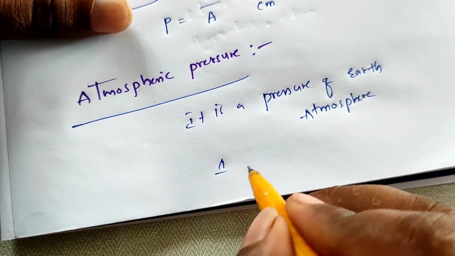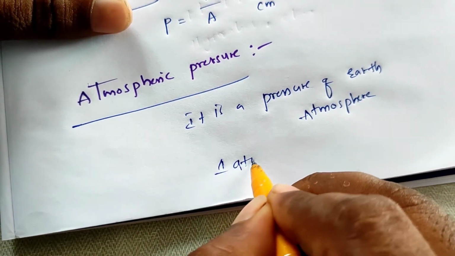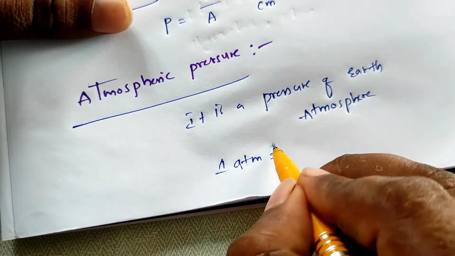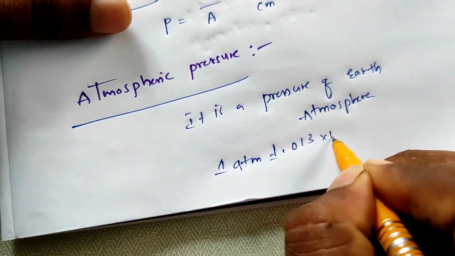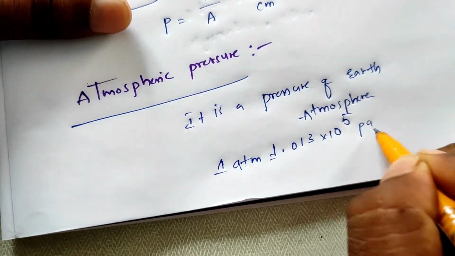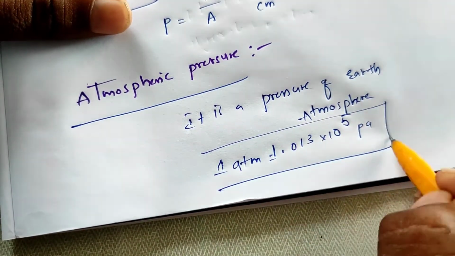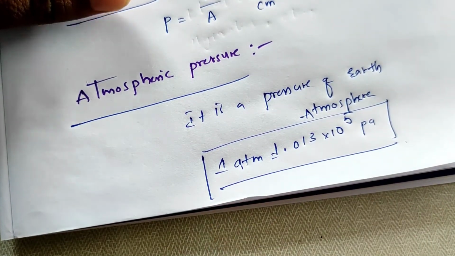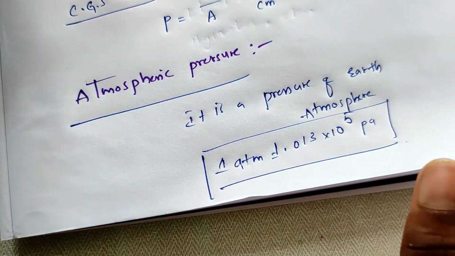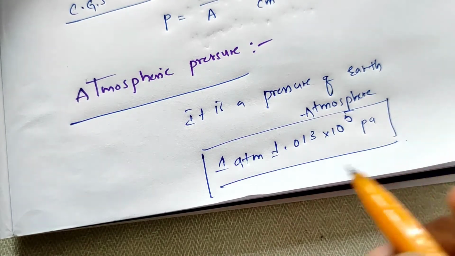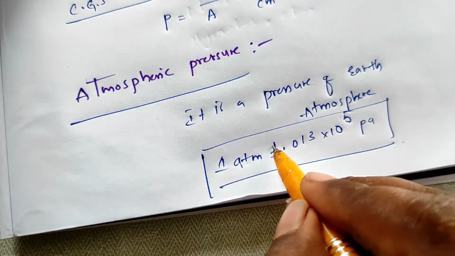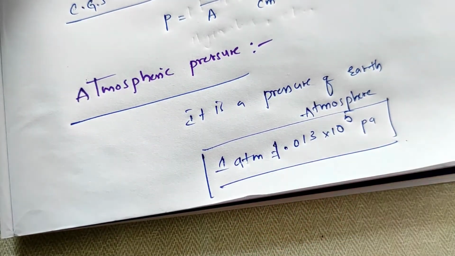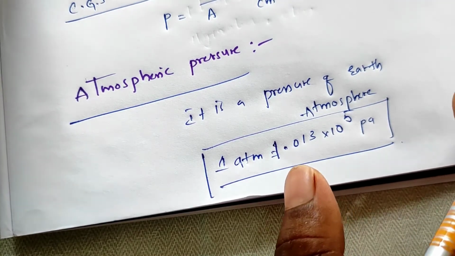Atmospheric pressure is defined as 1.013 times 10 power 5 Pascal. So this is the normal atmospheric pressure, the general situation where everything is normal. So 1 atmospheric pressure is equal to 1.013 times 10 power 5 Pascals.